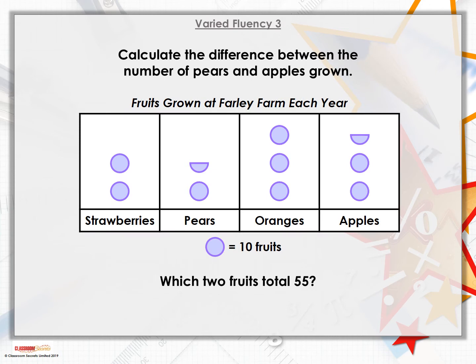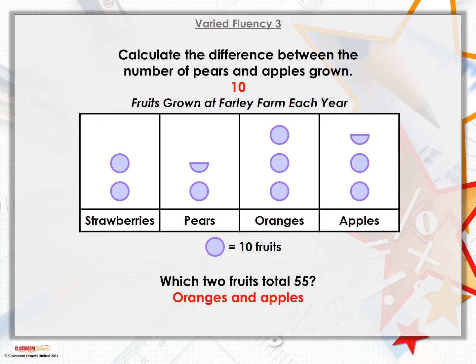Right, this time we've got a pictogram and it says calculate the difference between the number of pears and apples grown. Now if you look at the key, it says each circle equals 10 fruits, okay? So pause the video here, have a little go at that one, and it says which two fruits total 55. So if I was doing this, I would quickly write how much each fruit has to begin with, using one circle equals 10 fruits. Off you go.